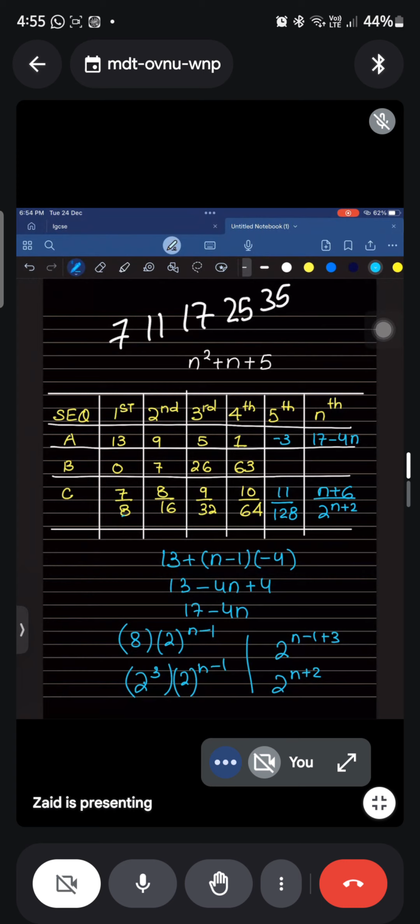Powers add. So you're going to add the powers.